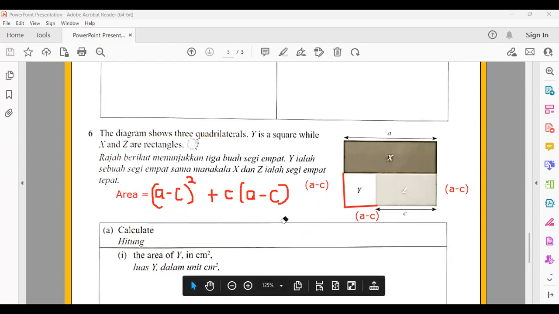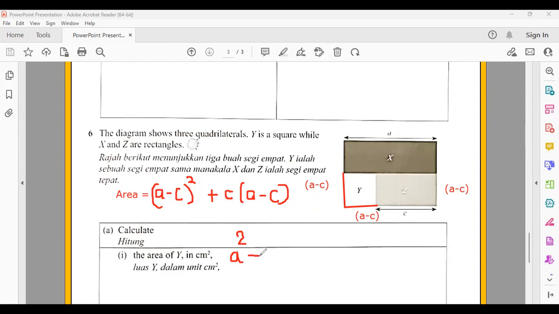Okay, let's see. This is going to be a squared minus 2ac minus c squared plus ac. Can you see a times c is ac? And then c times negative c, it's minus c squared. Can you see that? So I'm having some like terms here, 2ac and ac.